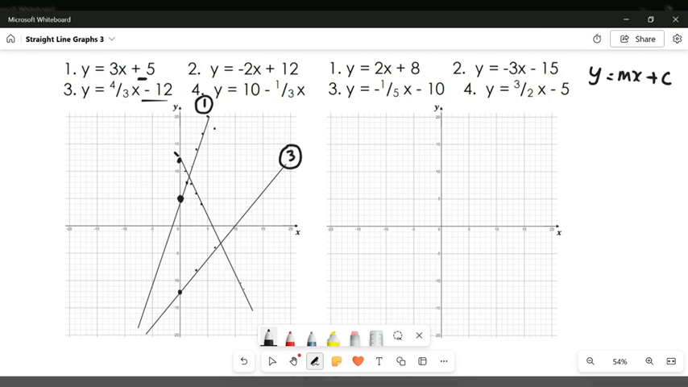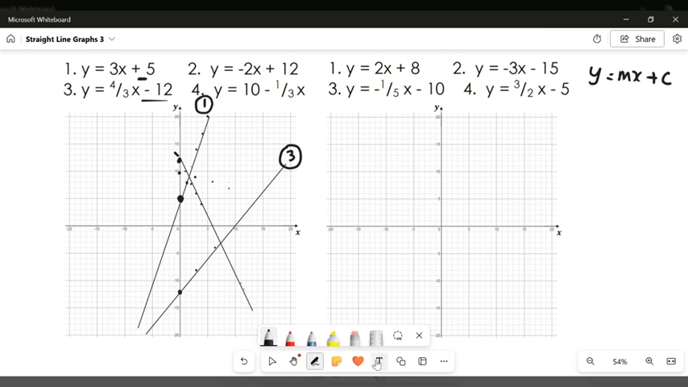Number 4. Now this time, notice that the x term is at the end. It's whatever is stuck to the x that's the gradient, and the number on its own is the intercept. So this time the intercept is 10, so it's going to intercept there. It's got a gradient of -1/3. That means right and then down. So we're going to go right 3 because the denominator is 3, down 1. So right 3, down 1. Right 3, down 1. I'll put 2 or 3 in just so I can get that right.